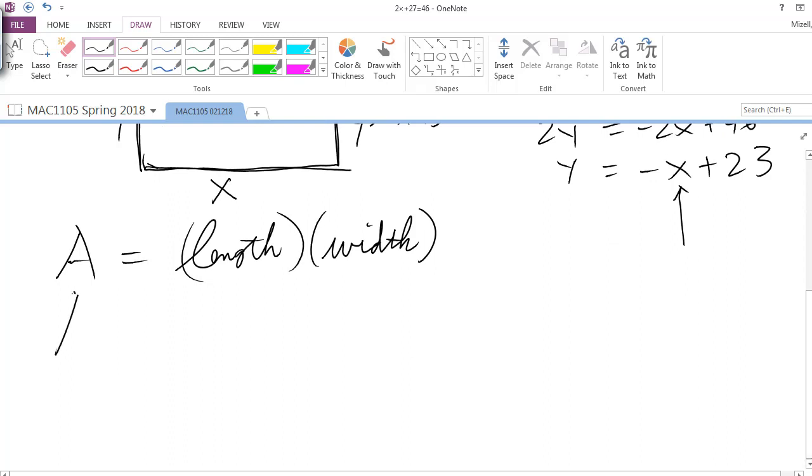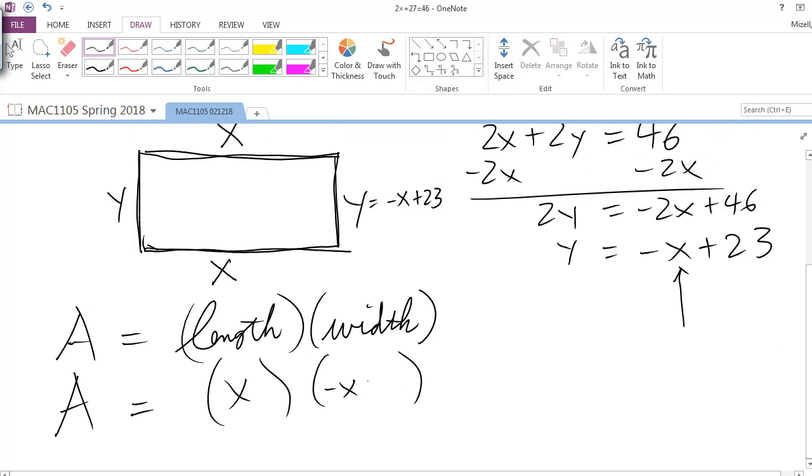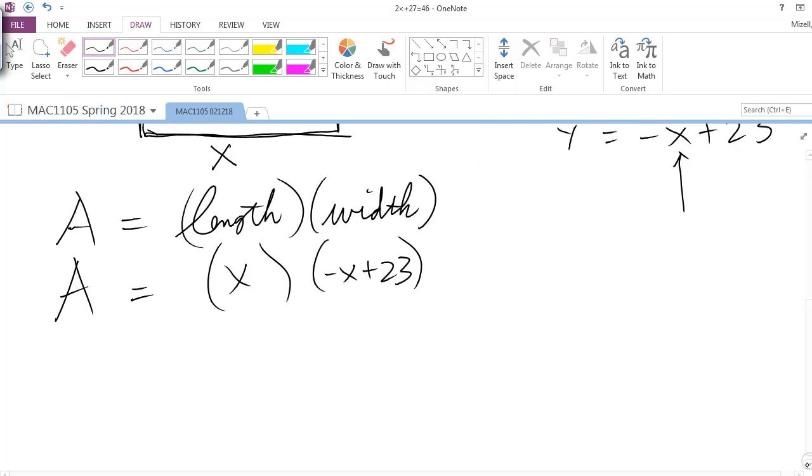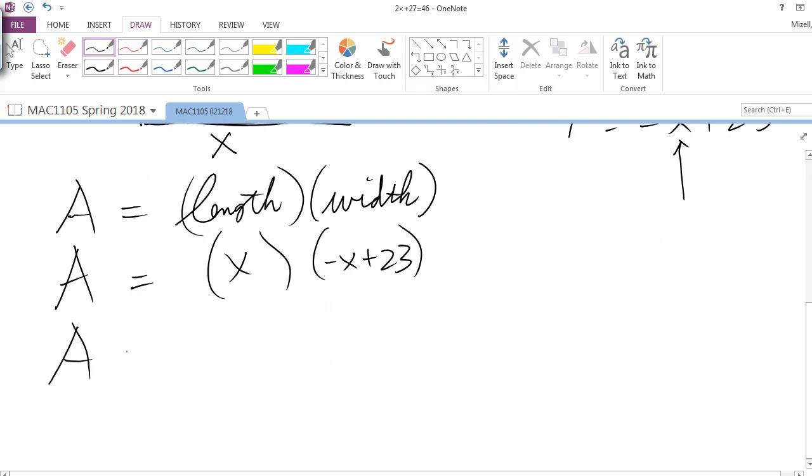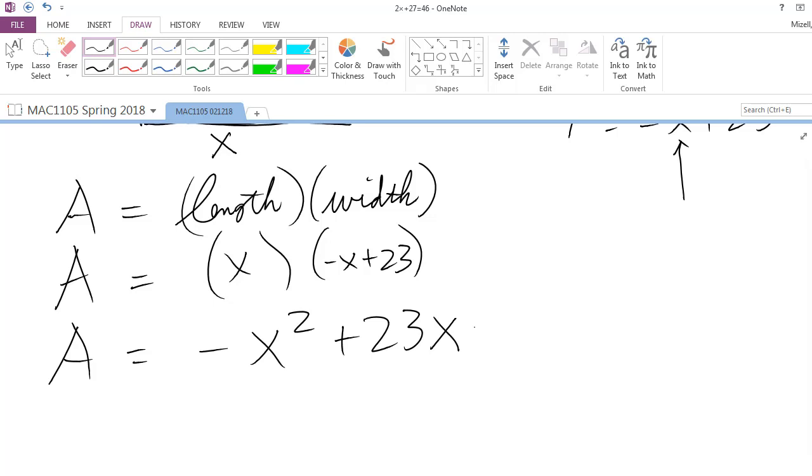Length times width, it's going to be x times negative x plus 23. And if we simplify that, I'm thinking MyMathlab might want us to simplify that. It's going to be negative x squared plus 23x. So if we wanted to calculate the area of this 3 by 20 rectangle, this function would do that for us. It's actually a function of x.